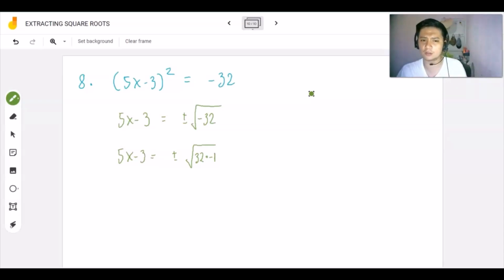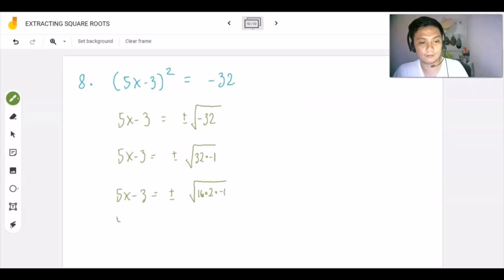Meaning, what factor of 32 is a perfect square number? Kasi ang 32 is not a perfect square number. What do you think? Yung highest possible, yung highest factor niya na perfect square. It's 16. So we can rewrite the equation this way. 5x minus 3 equals positive or negative the square root of the product of 16, 2, and negative 1.